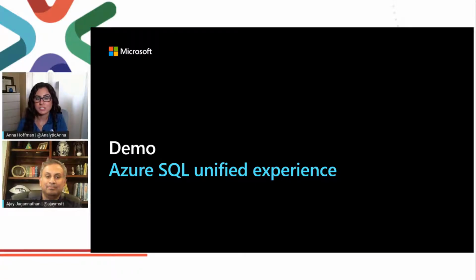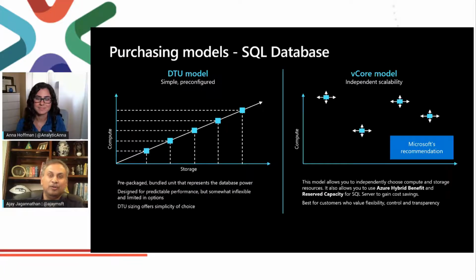Next, we're going to dive into things like purchasing models and service tiers, because these are also very important decisions as you go towards selecting what to use when. Yeah, so as we see, once you pick the first level of service, whether it's database, managed instance, or VM, the next decision is how to pick the next layer of deployment choices.